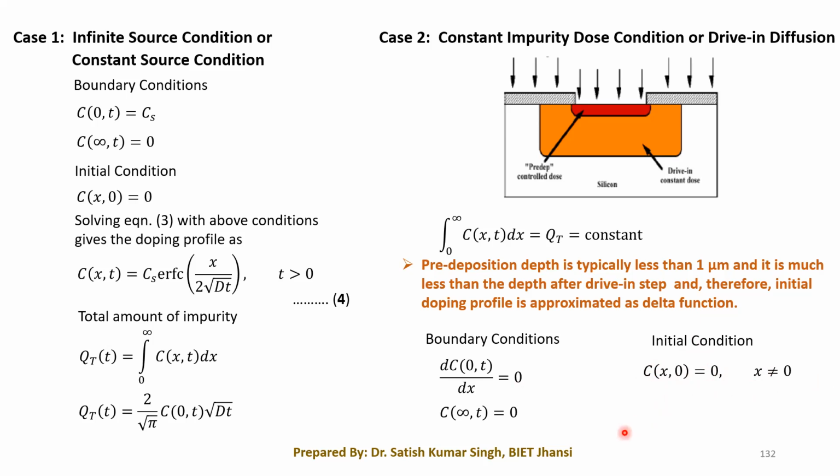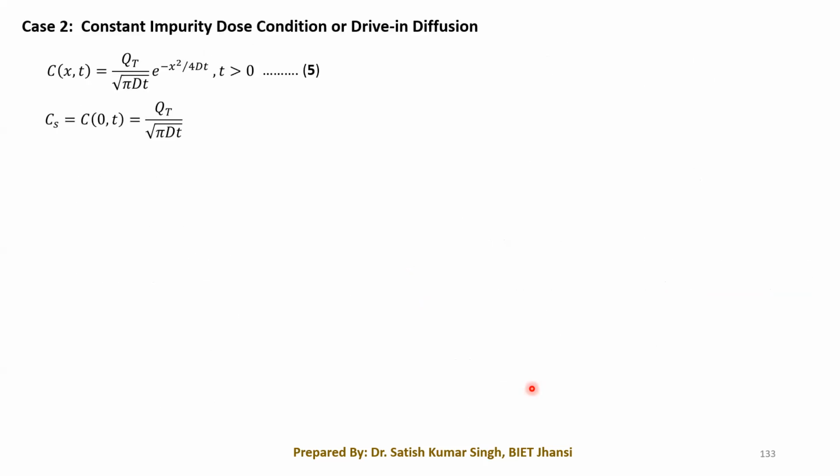After substituting these boundary conditions into equation number 3, we can solve the equation like the way we solved for the earlier solution, which gave the complementary error function. Similarly, with these boundary conditions, we get another equation, which is our Gaussian function. The solution is C(x,t) equals Qt upon root over pi Dt, times e to the power minus x squared upon 4Dt, for t greater than 0.